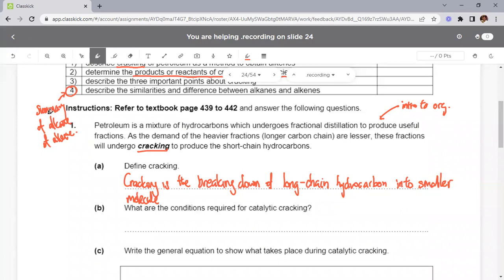So what are the conditions for catalytic cracking? It's about 600 degrees Celsius. It's not very precise per se, because typically high temperature will be sufficient, but they will heat it to about 600 degrees Celsius, with aluminium oxide and silicon dioxide as catalysts. So that's the condition: the temperature you will need to reach, and the two catalysts they'll be adding are silicon dioxide and aluminium oxide.